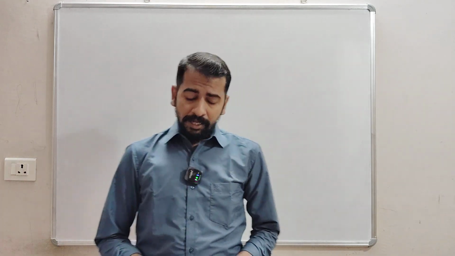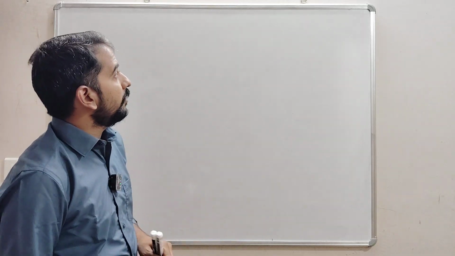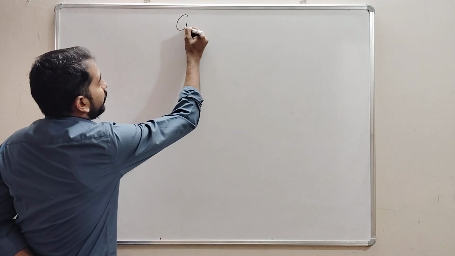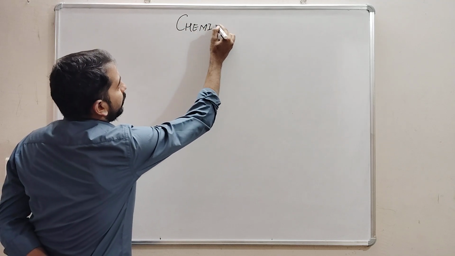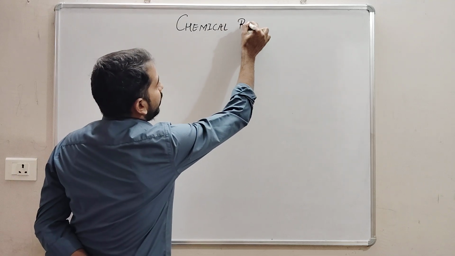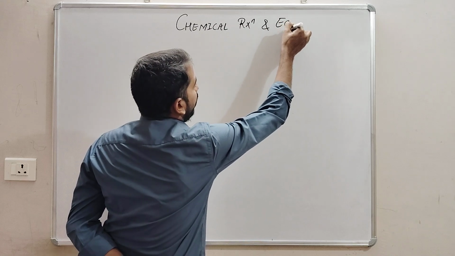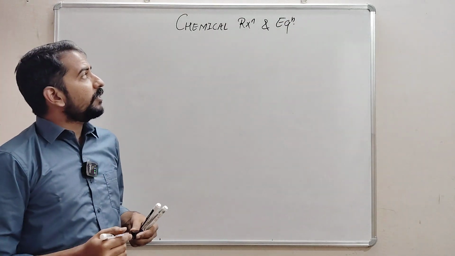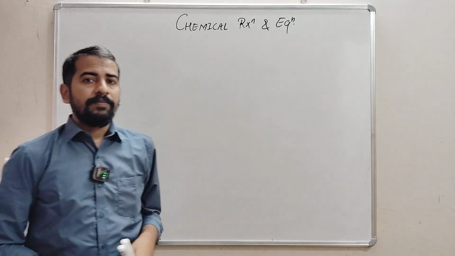अगर हम बात करें तो पहला चैप्टर जिसका नाम है केमिकल reaction and equation. Okay, so this is your first chapter, which name is chemical reaction and equation.